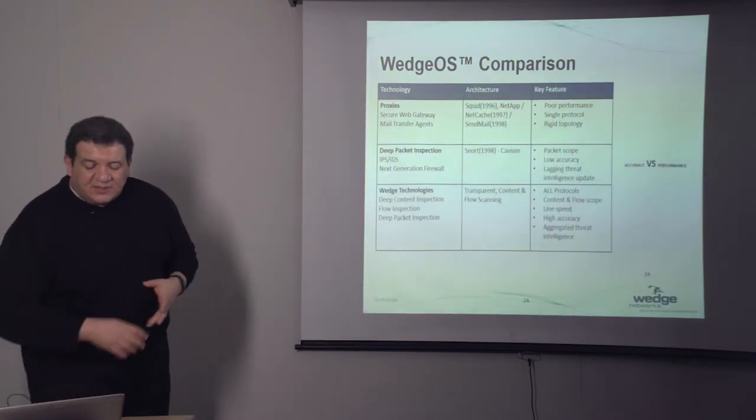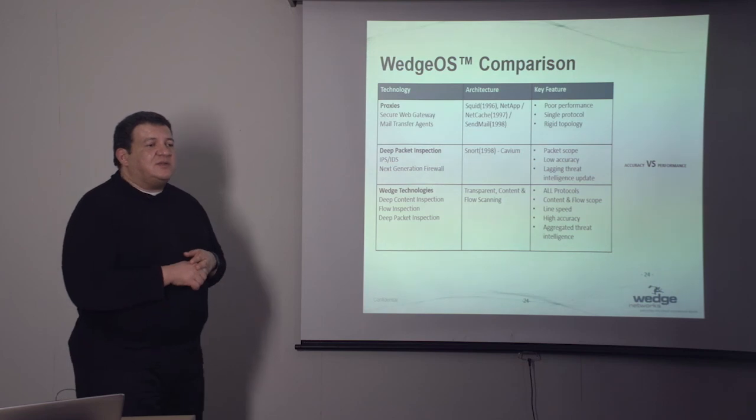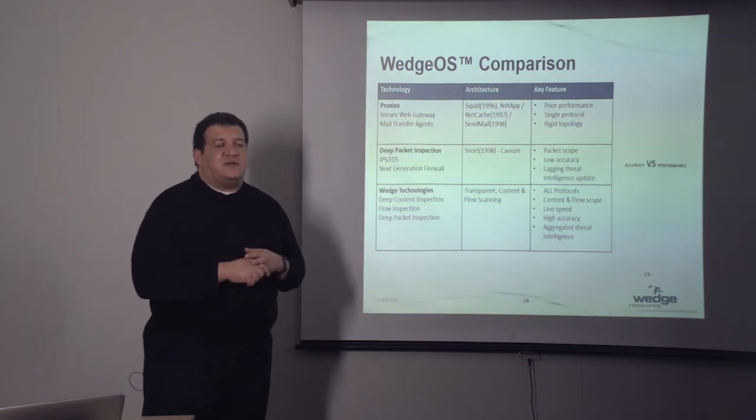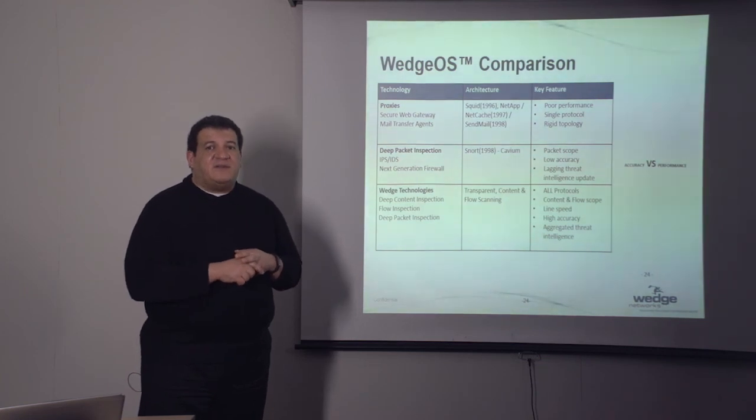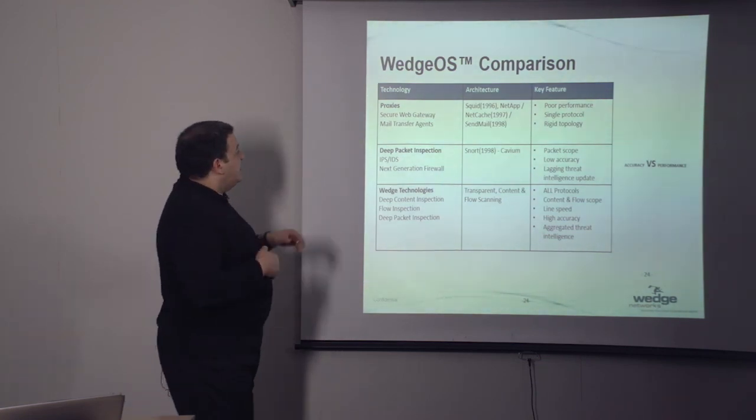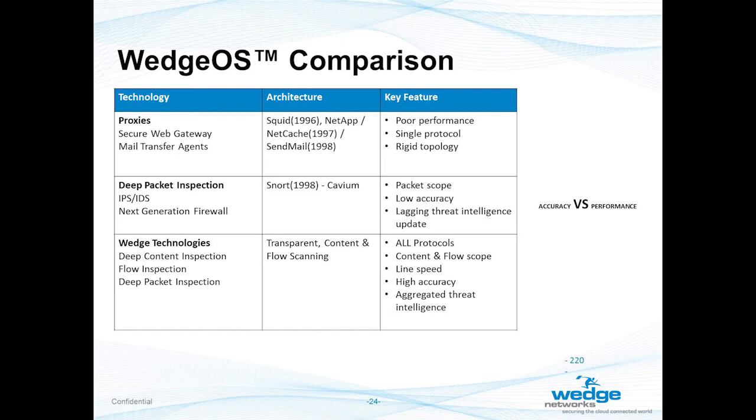So next time you are trying to compare security solutions, if you're a CISO or a system administrator, security administrator, or whatever have you, and you're considering what to do, look at it this way. There are proxies out there. A lot of solutions are proxy-based, such as secure web gateways, mail transfer agents, and so on. These are usually a single protocol. They would force you to change your topology so that you can proxy things through them. In addition to that, you are also going to have typically poor performance.